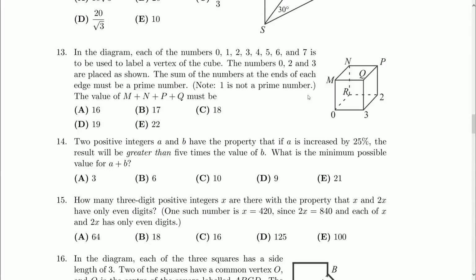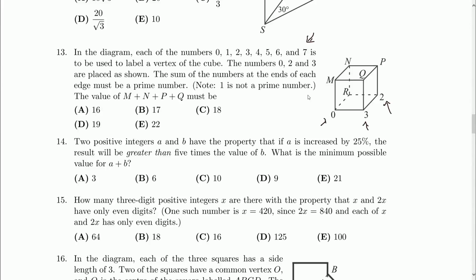We're up to question number 13 now. In the diagram, each of the numbers 0, 1, 2, all the way up to 7 is used to label a vertex of the cube. Well, we've got 8 numbers here, 8 vertices, that's fine. The numbers 0, 2, and 3 are placed down here as shown, 0, 3, and 2.